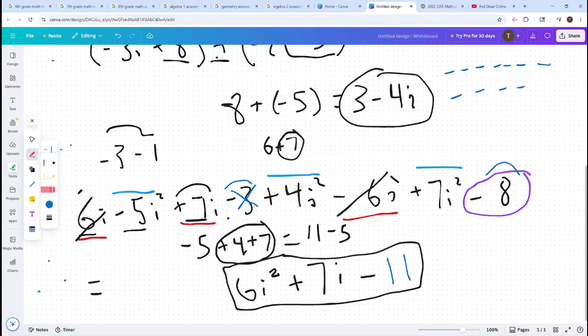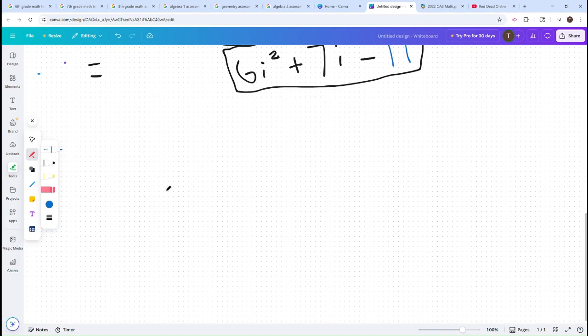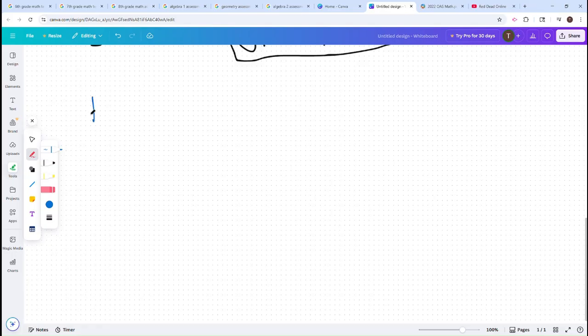So one more time. The coefficients are 6, negative 5, 7, 4, negative 6, and 7. These are the coefficients. That isn't a coefficient. This 7 is a coefficient. This negative 5 is a coefficient. And this 6 is a coefficient. Anyway, that's that. Now, multiplying. Multiplying, we've got to use our friend FOIL.